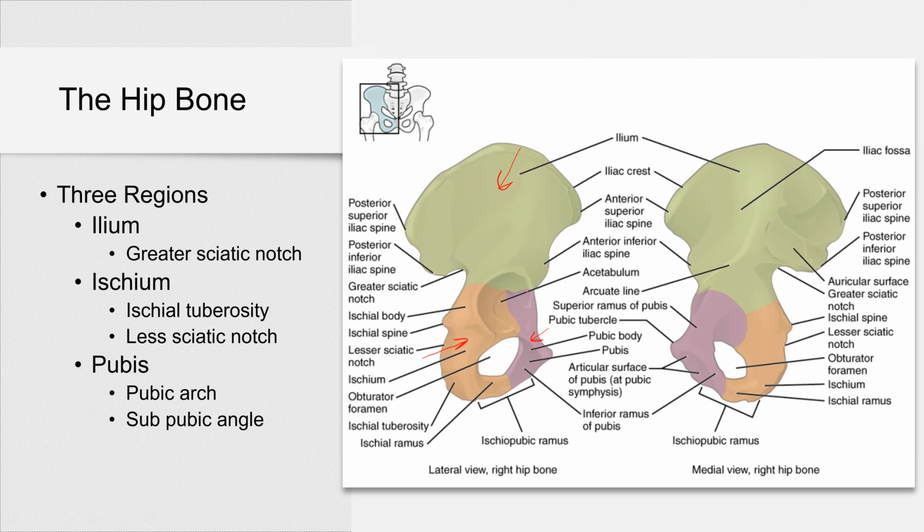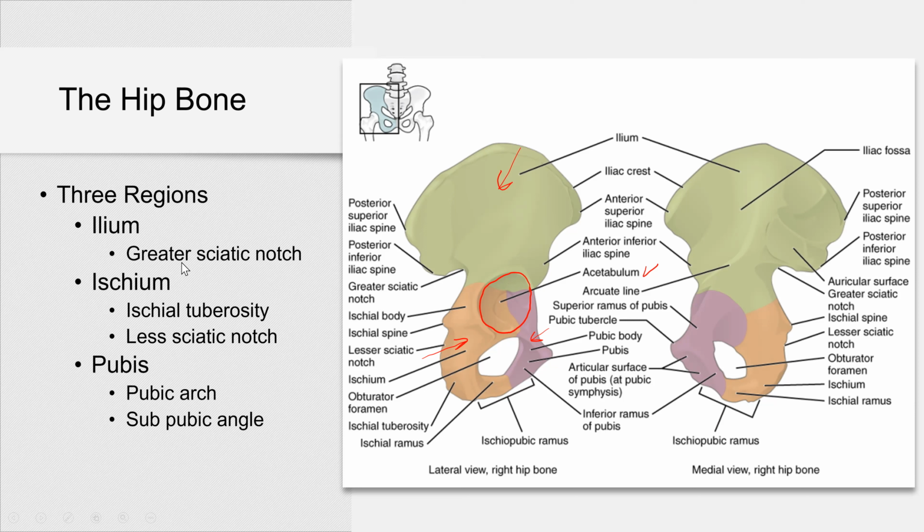Now this area over here is like a socket called acetabulum. And within this acetabulum, you will have your femur. So the femur has a head. The head of the femur will fit inside this acetabulum, forming your hip joint. And you can see all 3 bones are connected within this acetabulum.